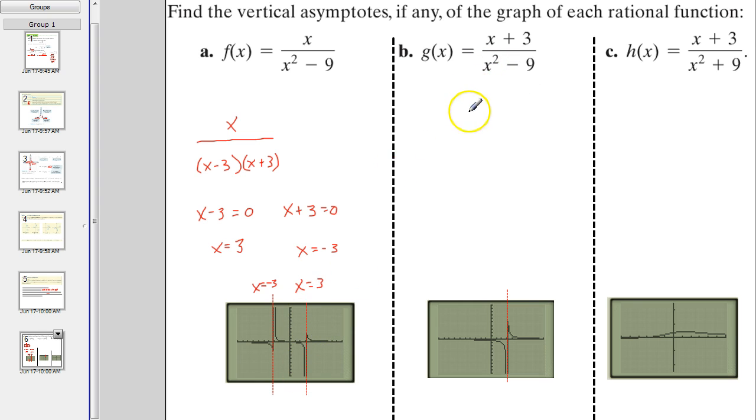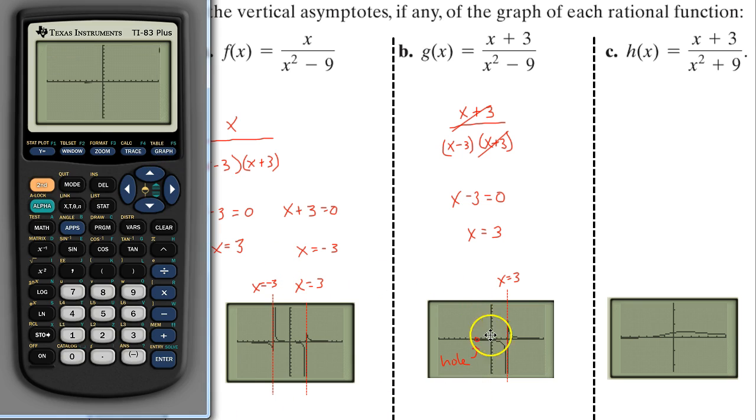Here, x squared minus 9, when I factor it, I get x minus 3, x plus 3 again. But x plus 3 will cancel. So x minus 3 is the only thing that remains. That's the only thing I set equal to 0. So x equals 3. There's the only vertical asymptote. The other one, x plus 3, is not a vertical asymptote. Alright, if you count it over, negative 1, negative 2, negative 3, there's actually a hole in the graph. Right there. Okay, but it's not a vertical asymptote.